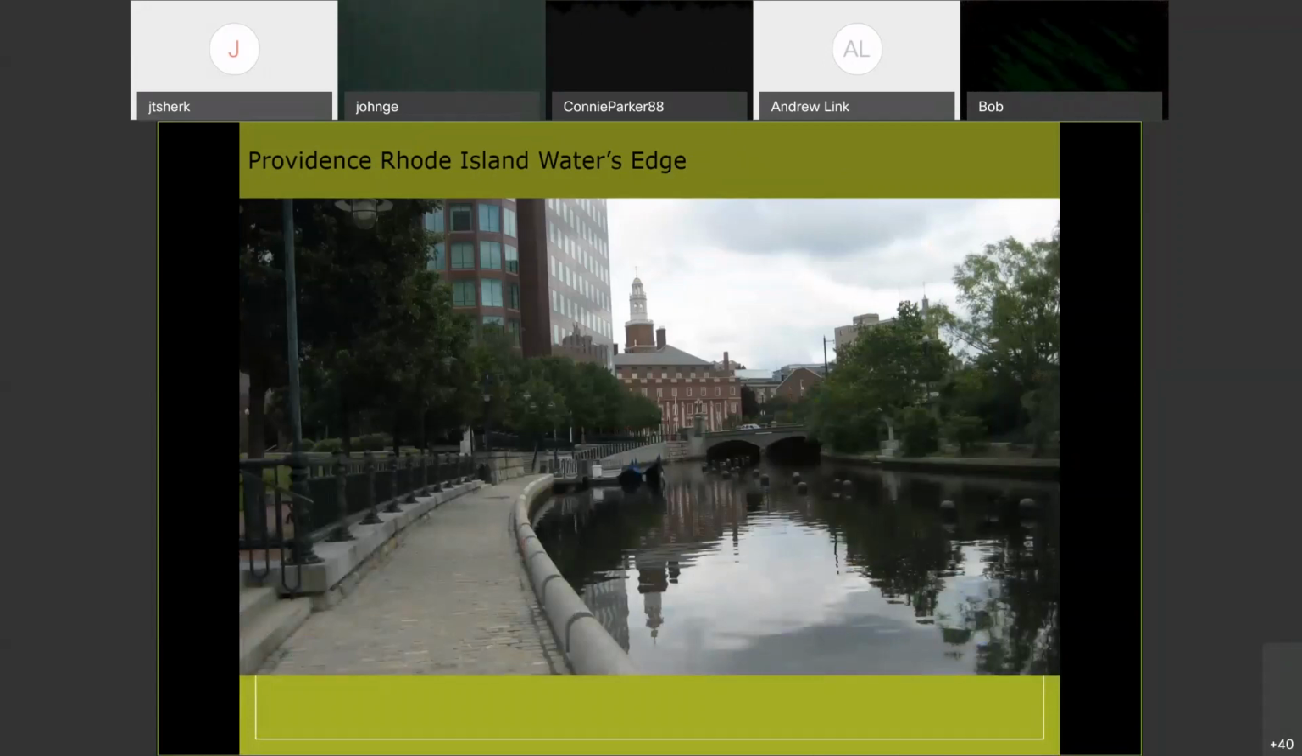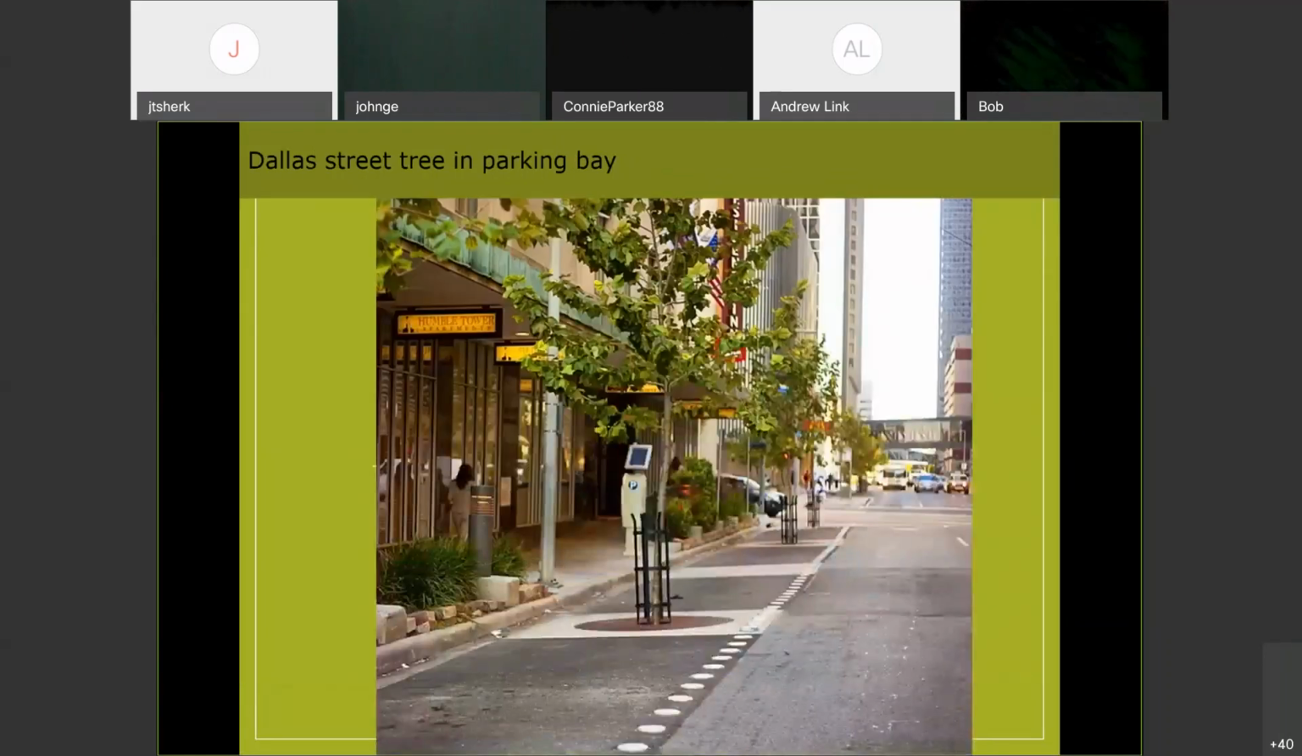Trees lining water's edges. This is in Providence, Rhode Island. Again, it's mimicking what nature might do along a stream edge, so an appropriate use. So ecosystem services. Here is a little tree planted between the parking spaces in a sort of innovative way. It's in the parking space. I believe it's a sycamore. And I don't know what type of root zone is underneath there, but we're going to talk more about root zones as the lecture goes on.